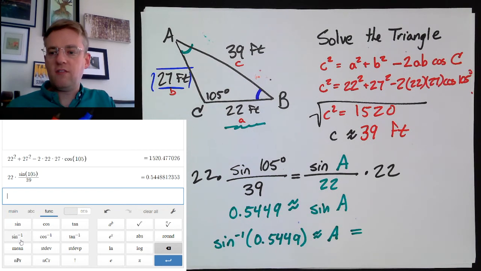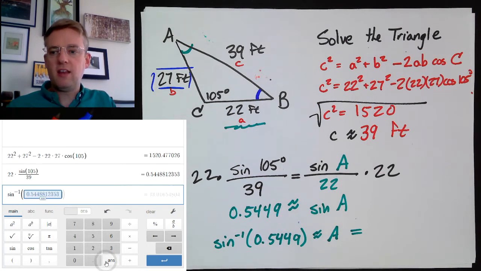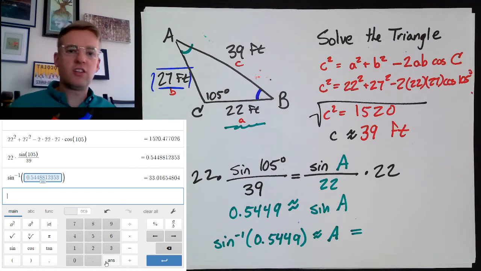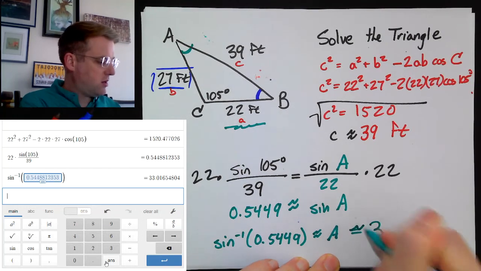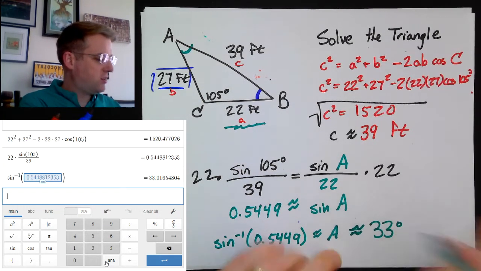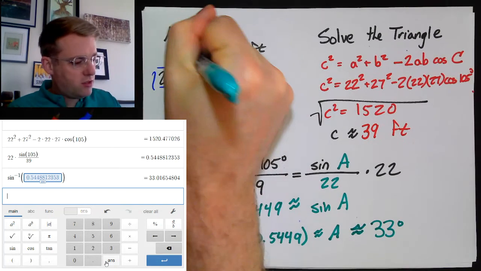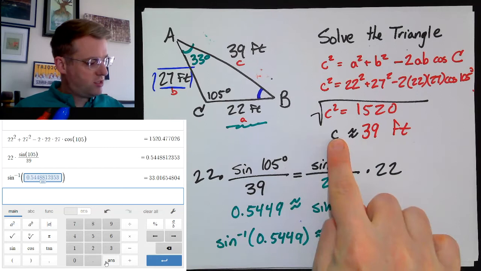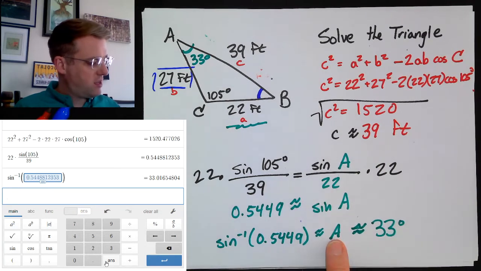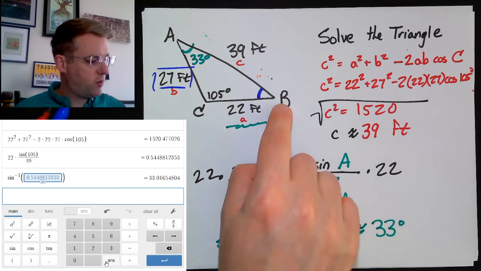Function inverse sine, back to main, the inverse sine of that answer gives us 33.01, call it 33, approximately 33 degrees. We can label that on our triangle. So now we know C is 39 feet, A is 33 degrees, and we need to know B.